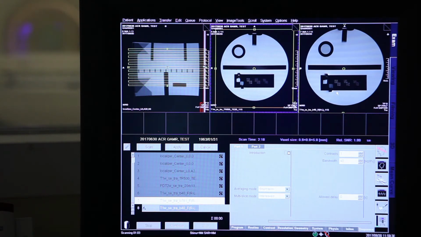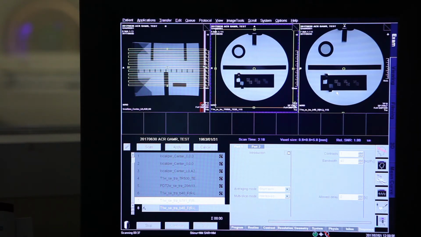Questions? Do we have to do it in other contrasts too? The variable bandwidth method? Do we have to do a T2 scan with variable bandwidth? No. No need. So the rest of the quality control will be done based on T1 images. Okay, this is not exactly true because, okay, that's a good question.